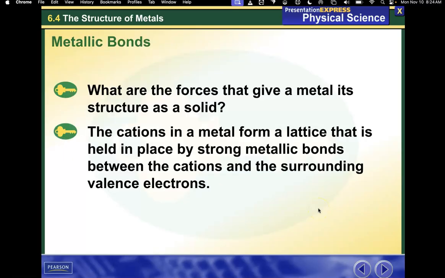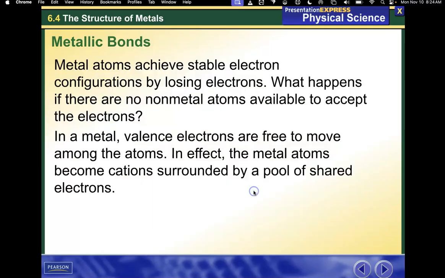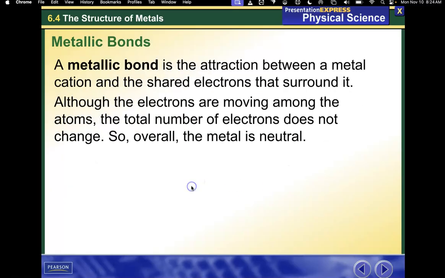What are the forces that give a metal its structure as a solid? The cations in the metal form a lattice that is held in place by strong metallic bonds between the cations and the surrounding valence electrons. Metal atoms achieve stable electron configurations by losing electrons. What happens if there are no nonmetal atoms available to accept the electrons? In a metal, valence electrons are free to move among the atoms. In effect, the metal atoms become cations surrounded by a pool of shared electrons. A metallic bond is the attraction between a metal cation and the shared electrons that surround it.